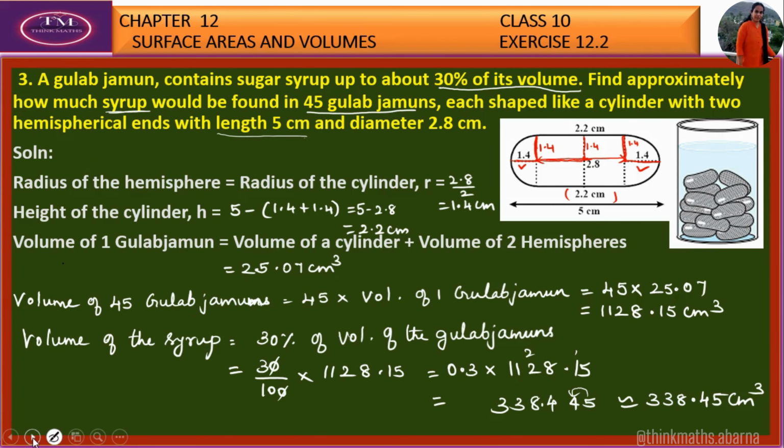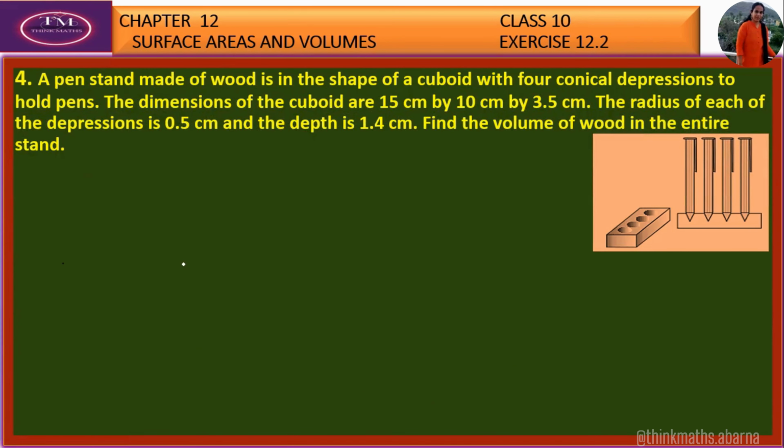So moving on to the fourth problem. A pen stand made of wood is in the shape of a cuboid with four conical depressions to hold pens. The dimensions of the cuboid are 15 centimeter by 10 centimeter by 3.5 centimeter. The radius of each of the depression is 0.5 centimeter and the depth is 1.4 centimeter. Find the volume of wood in the entire stand.